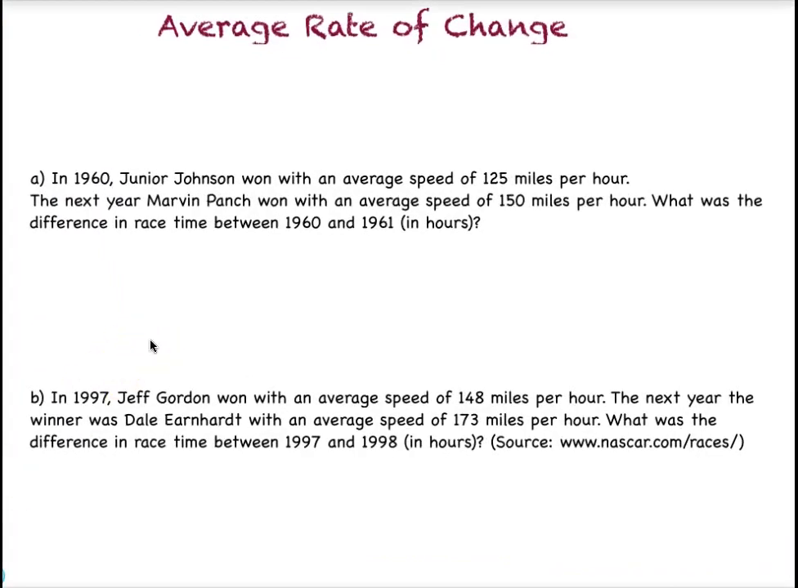For the first question, we need to figure out the difference in race times between 1960 and 1961 in hours. Well, we don't really know any of the race times. We only know that the first guy, Junior, won with an average speed of 125 miles per hour. So we know how fast he went, and we know how far he went. So how did you figure out how long it took him?